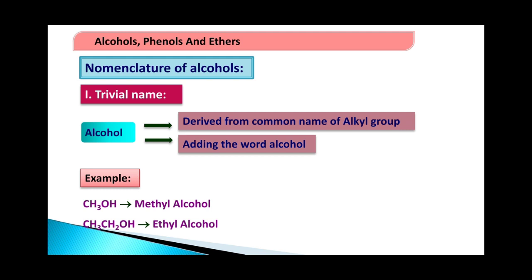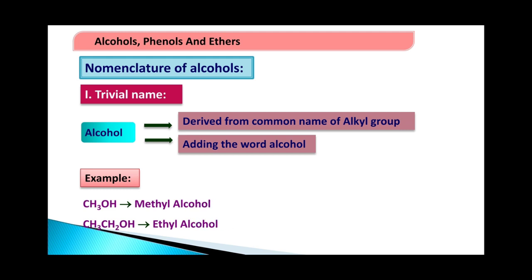Similarly, CH3CH2OH, its name goes like this. The alkyl word is ethyl and OH is followed by alcohol, that is ethyl alcohol. This common naming system we are not going to study much, because nowadays common names are not asked. We are going to focus more on the IUPAC system.